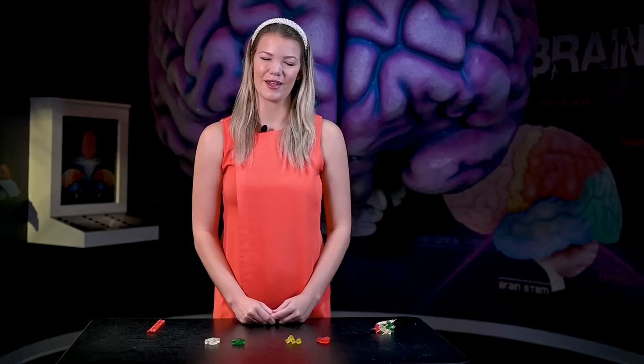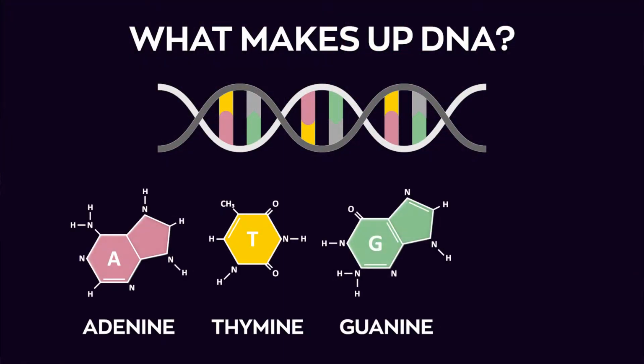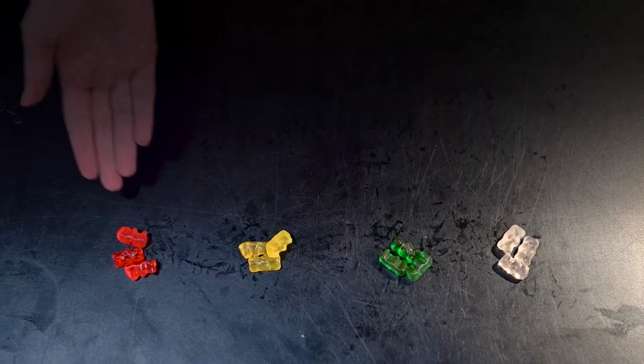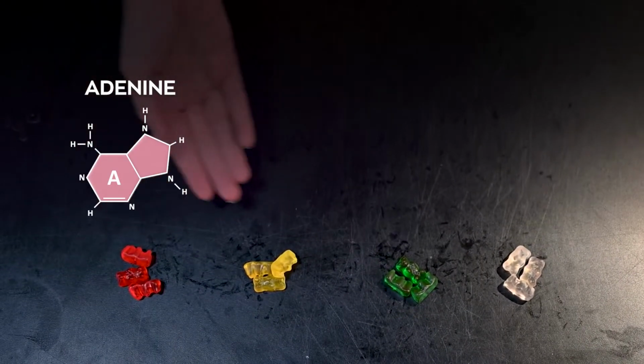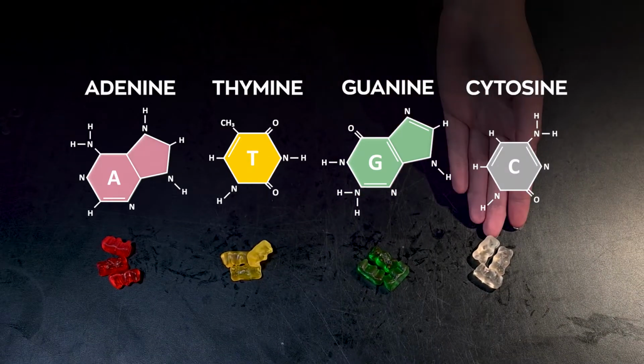So even though DNA might sound complicated, it all boils down to 4 main chemicals: adenine, thymine, guanine, and cytosine. Today we have 4 different colored gummy bears to represent the 4 main chemicals. I'll be using red for adenine, yellow is thymine, green is guanine, and clear for cytosine.